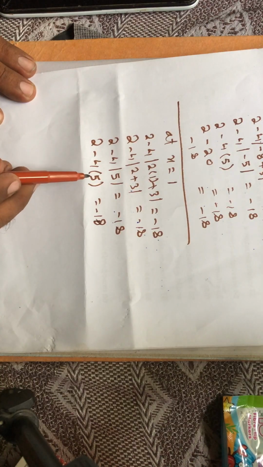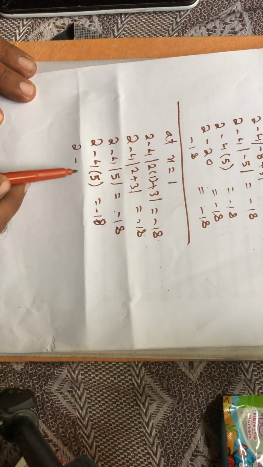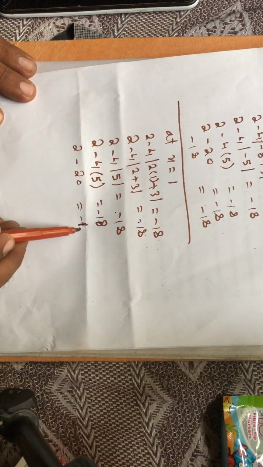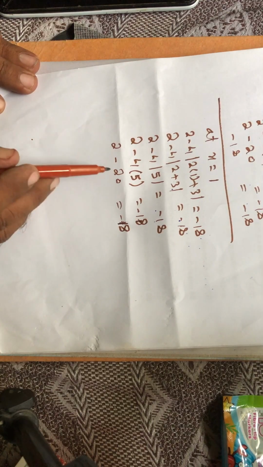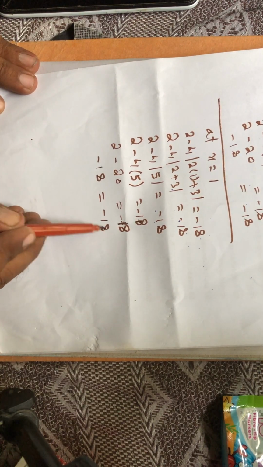Now minus 4 multiplied by 5 comes what? Minus 20, and this is minus 18. 2 plus 2 minus 20, it comes minus 18 as well. This is also minus 18.